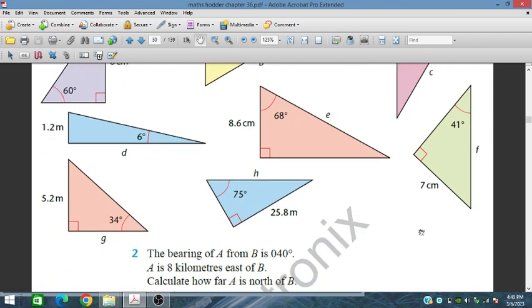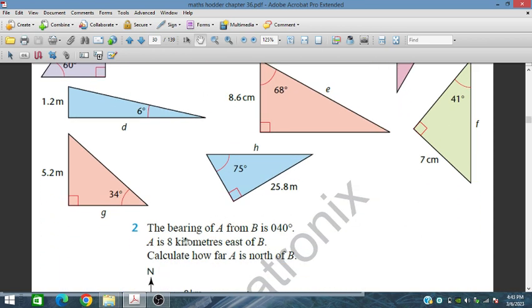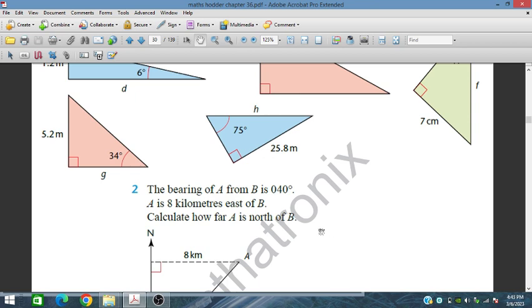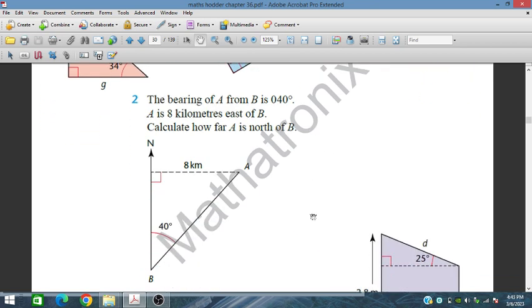Then part B: the bearing of A from B is this many degrees, and A is this many kilometers east of B. Calculate how far A is north of B. So the bearing of A from B, from B, this is 40 degrees. So the angle is 040.